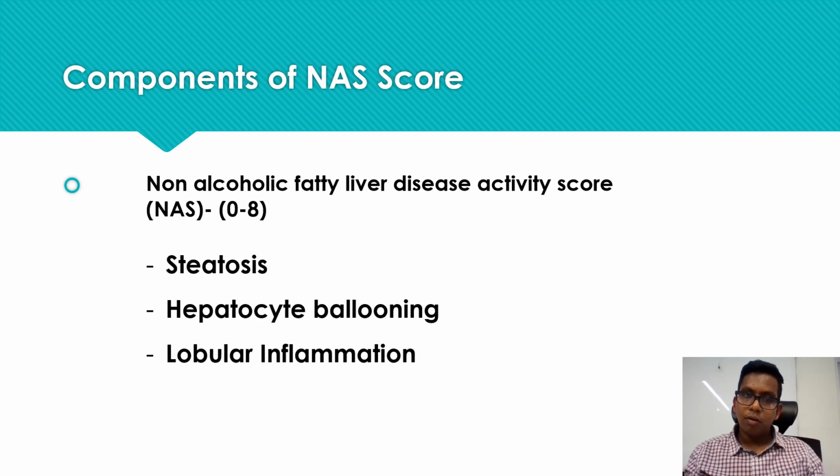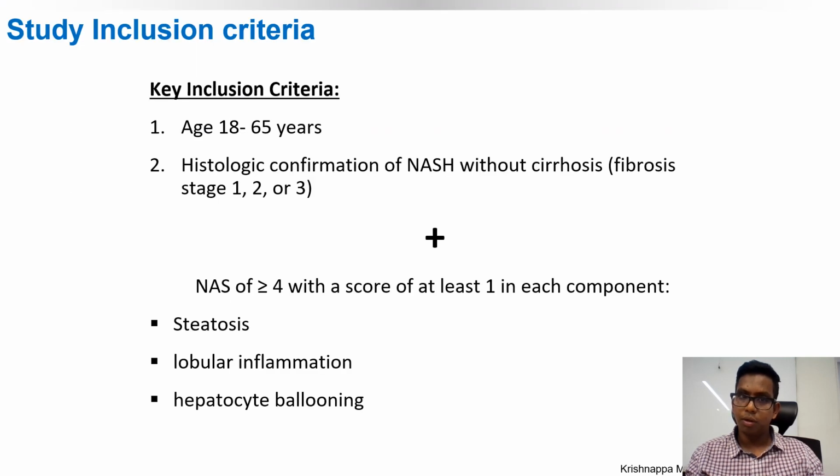So what are the components of the NAS score? When the biopsy is done, a NAS score can be assigned to a patient based on 3 components. First component is steatosis, second is hepatocyte ballooning, and third is lobular inflammation. So please remember, the patients who were included had a NAS score of greater than or equal to 4.